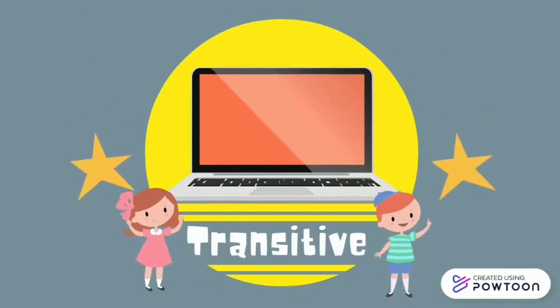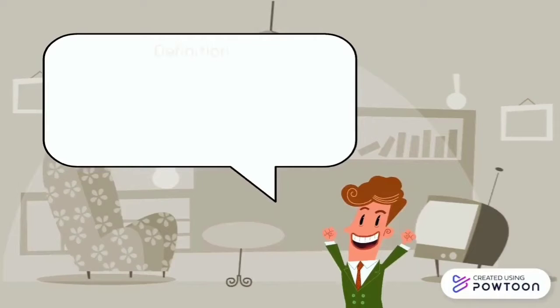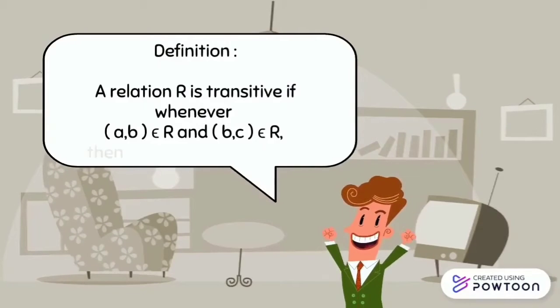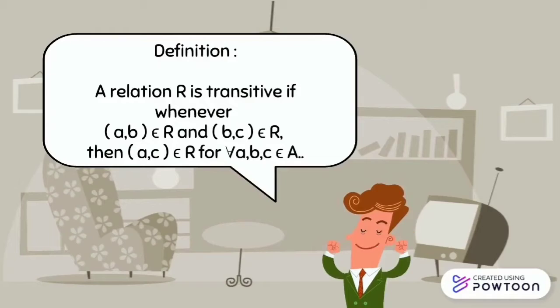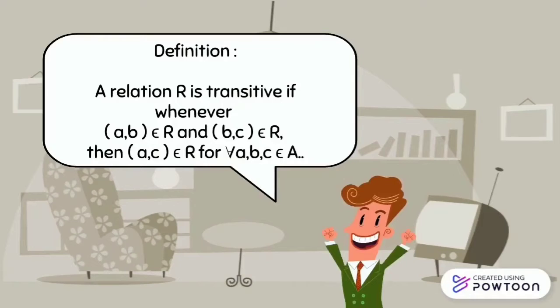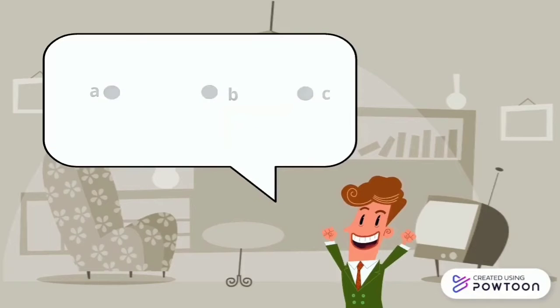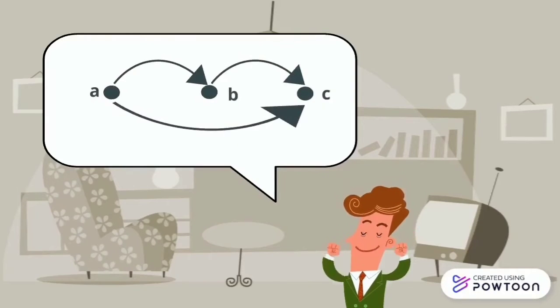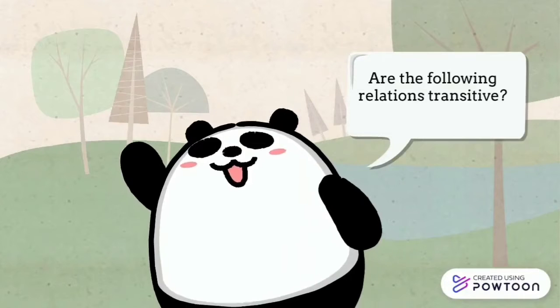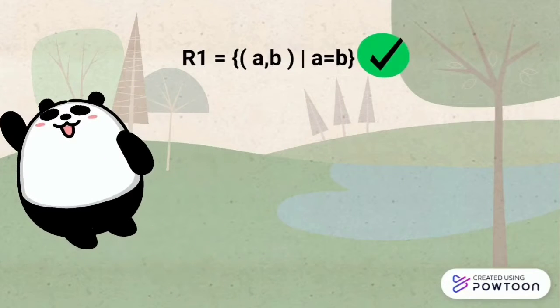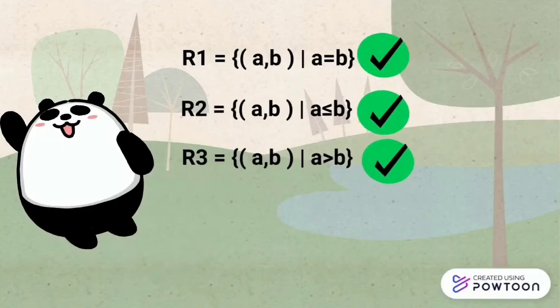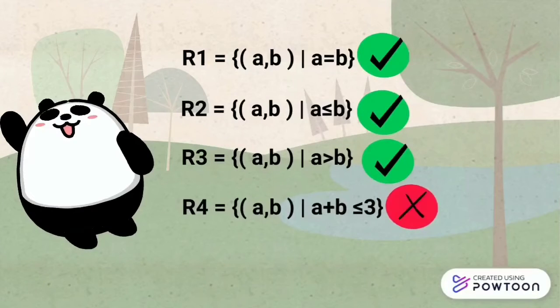The last property is transitive. A relation R is transitive if whenever (a, b) is an element of R and (b, c) is also an element of R, then (a, c) is an element of R for all the values. From the examples, we can see that R1, R2, and R3 are transitive as these relations contain (a, b), (b, c), and (a, c).